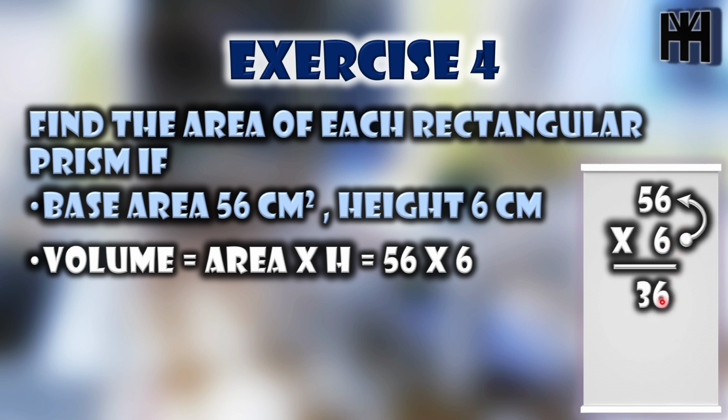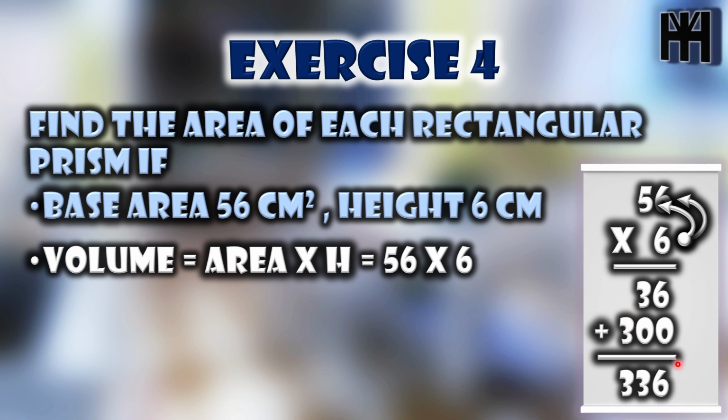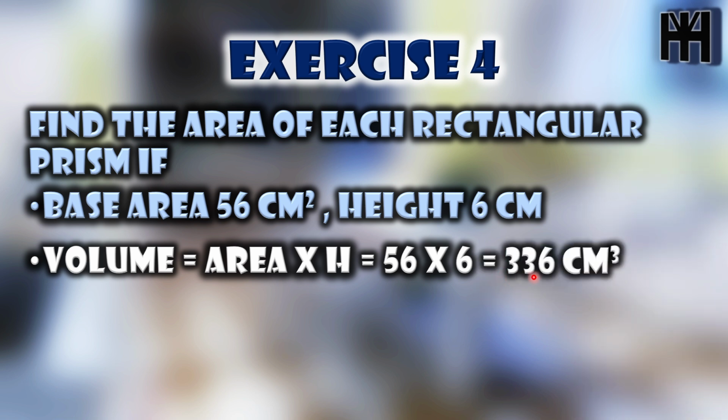So 6 times 6 is 36. Then 6 times 50, it's 300 because 6 times 5 is 30, but 6 times 50 will be 300. Just add another 0. Then add them. 6 plus 0, 6. 3 plus 0 is 3. So it's 336. Okay, so the answer is 336 centimeter cube.